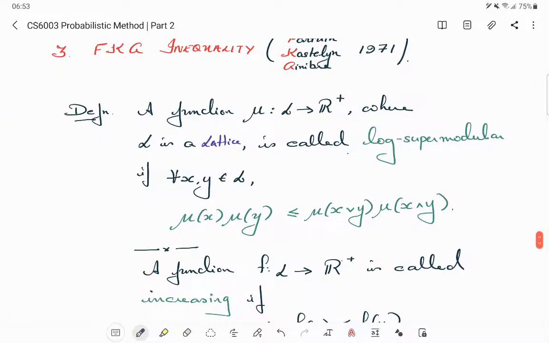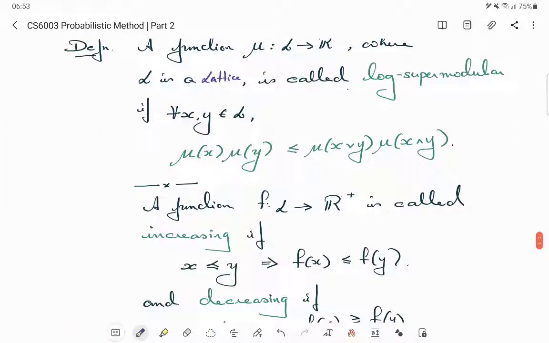Now, two quick reminder definitions, which are probably much easier than log supermodular. A function from a lattice to, again, non-negative real numbers. Actually, I can define this for any partial order, not just lattices, but in the interest of time let me limit the definition to lattices. You can define this from any poset P to R. It is called an increasing function if x precedes y in the partial order, then f(x) is less than or equal to f(y).